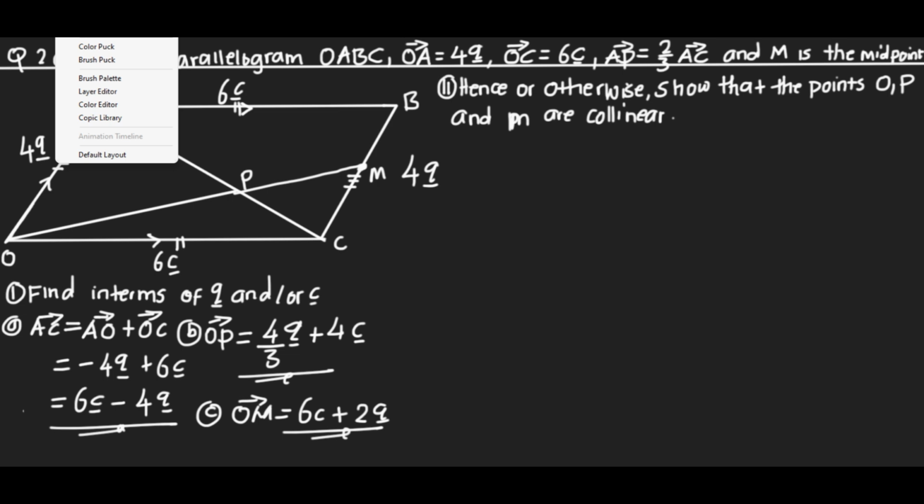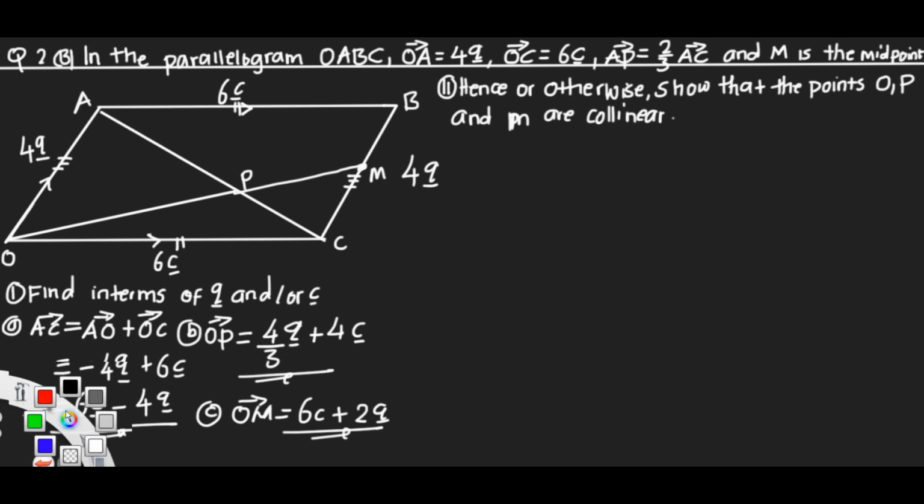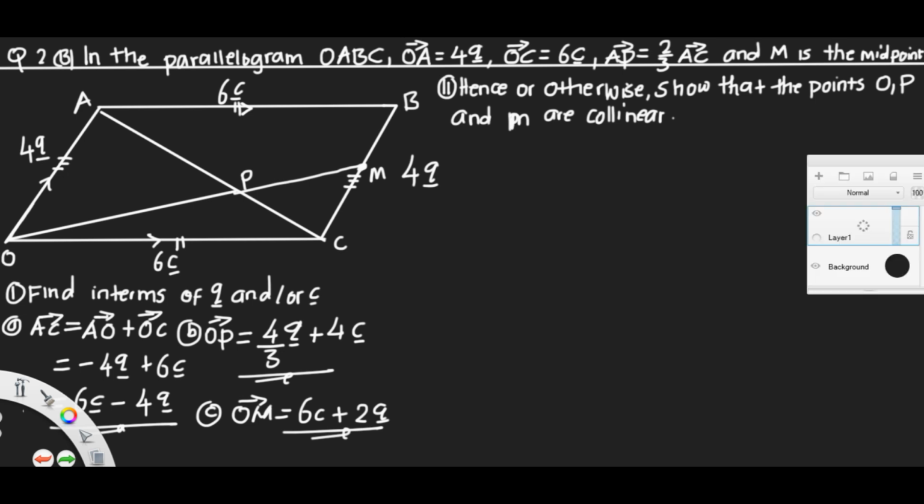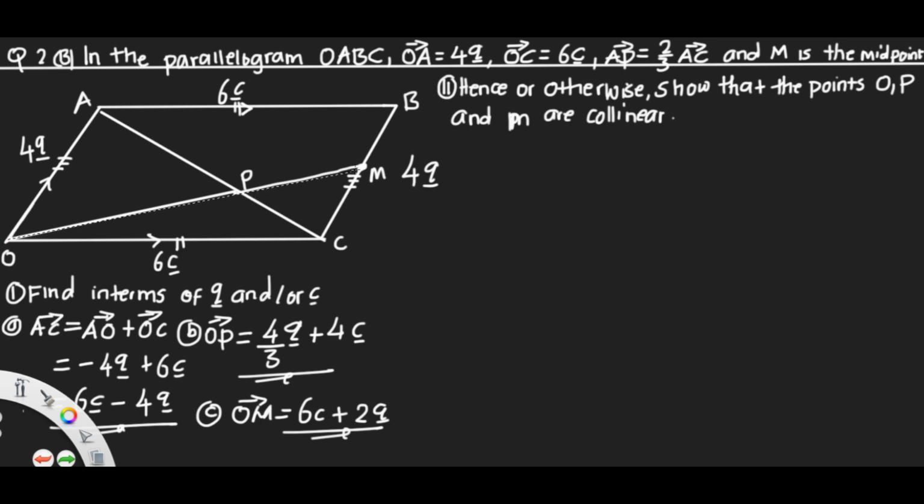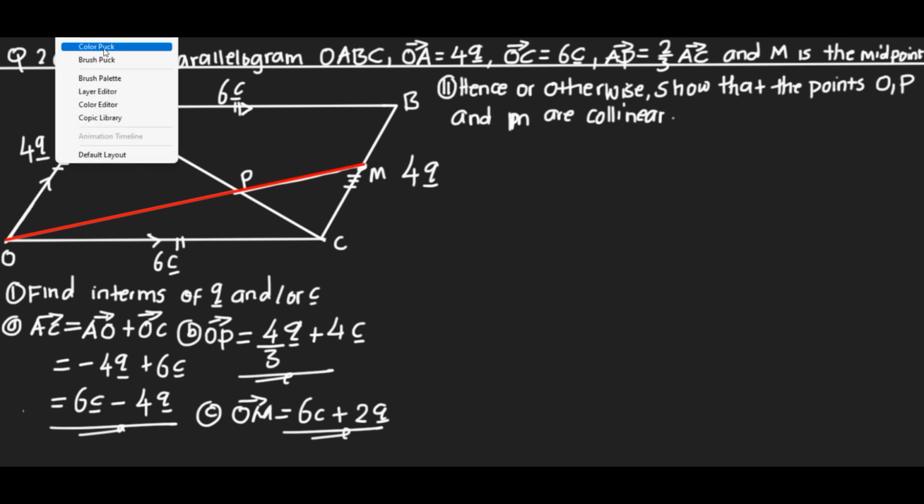So let me come up with a different color. Our focus is the line where O, P, and M lie. We can see that this is the line of interest. To make sense of this, we need to get the two vectors that we have. So what are the two vectors that we have?